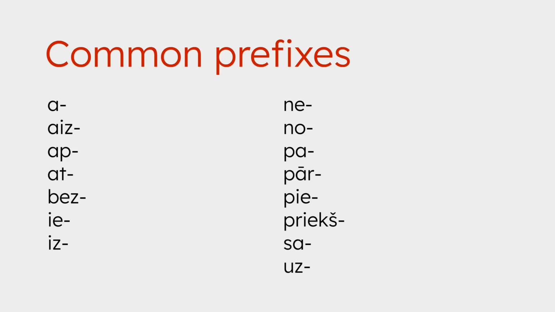Now this list does include things that can be words on their own. Sometimes bez is on its own, sometimes priekš is on its own, sometimes pie is on its own, sometimes uz is on its own, but they can also be prefixes which are attached to words.